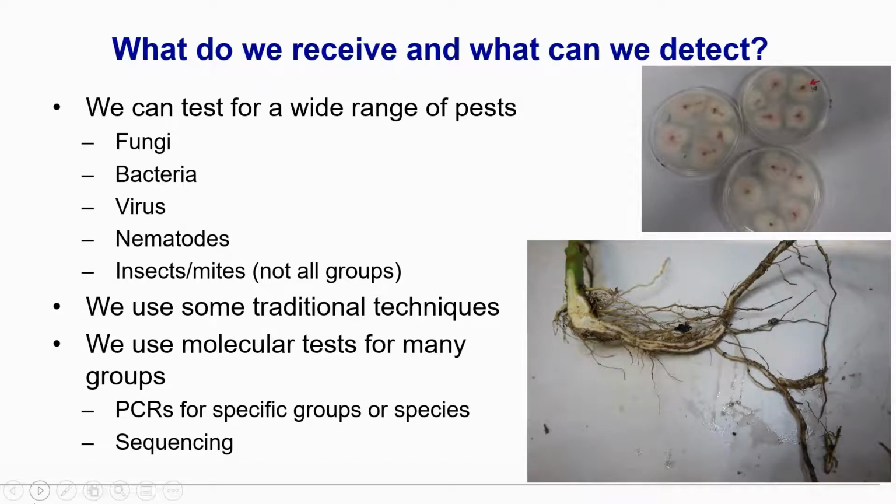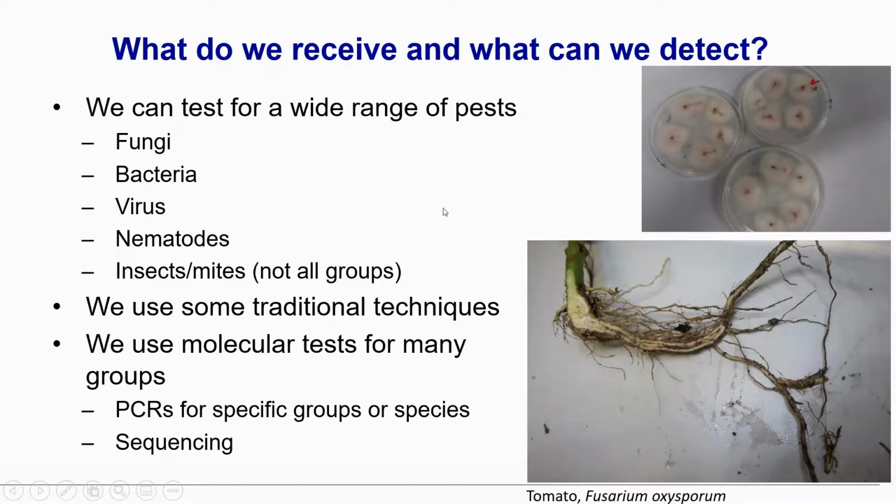Sequencing is where we send off a particular gene region to a third-party provider, and they provide the order of the DNA in that gene region. We compare that to the sequences in the library or the database that's online, where the organisms have been identified, and we can compare our DNA to the DNA that's online and infer an identification.